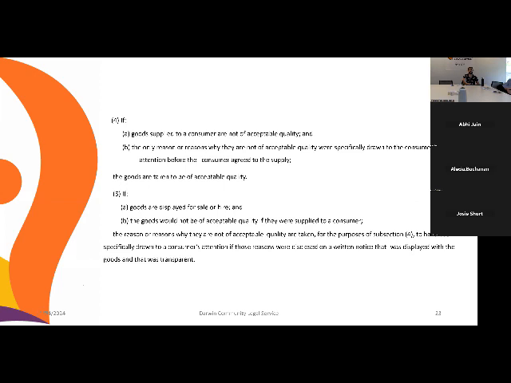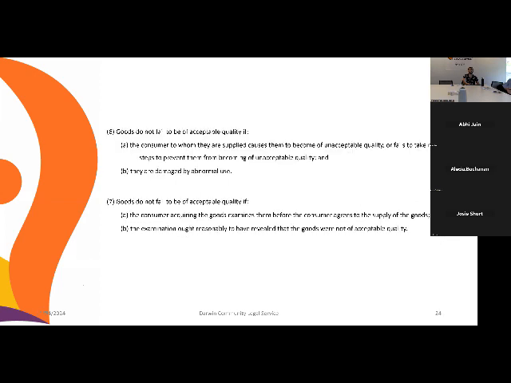Now there is one more criteria. I'm just working out which one is the one that applies. So it's paragraph 7 that may also be something that the supplier could rely on. Goods do not fail to be of acceptable quality if the consumer acquiring the goods examines them before the consumer agrees to the supply of the goods, and the examination ought reasonably to have revealed that the goods were not of acceptable quality.